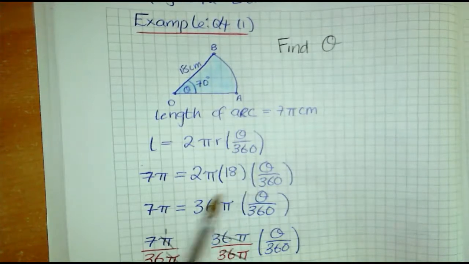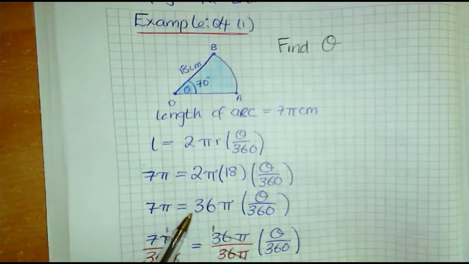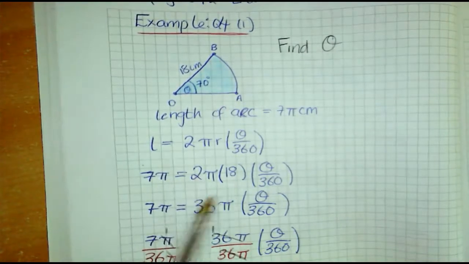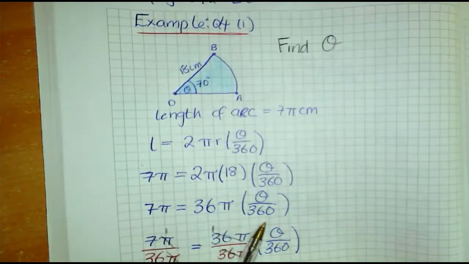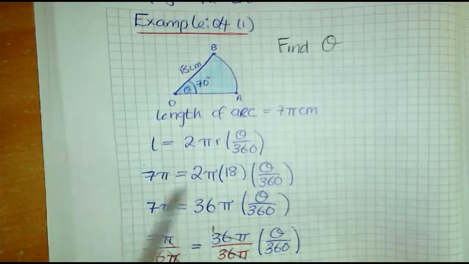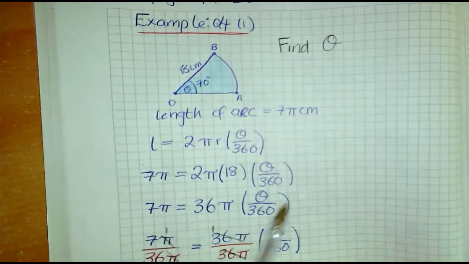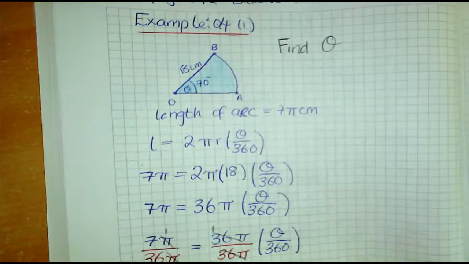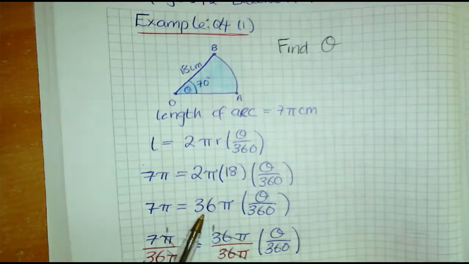Okay, so then I just tidy this up. Okay, so my 7 pi comes down equals 2 multiplied by 18 is 36, and I bring down my pi and I bring down my theta over 360. So now I've done all the tidying up I can. Now I have to manipulate this formula, do something with it, to try to get that theta on its own. So that's what I'm trying to get on its own. So the first thing I'm going to get rid of is this 36 pi.